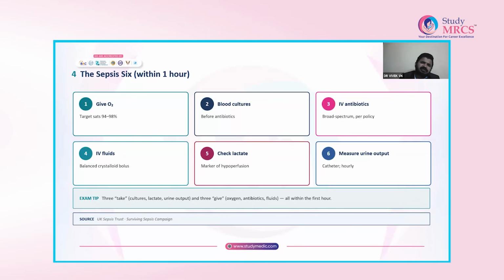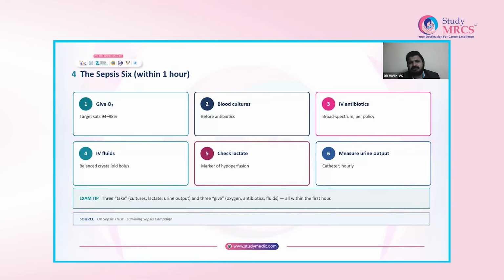So whenever you are saying IV antibiotics in any station, applied surgical science station, you have to mention, I will give the antibiotic according to the local trust policy. Okay, so always say like this, I will give the intravenous antibiotics according to local trust policy. So this is a very important part, that is a sepsis 6 bundle.